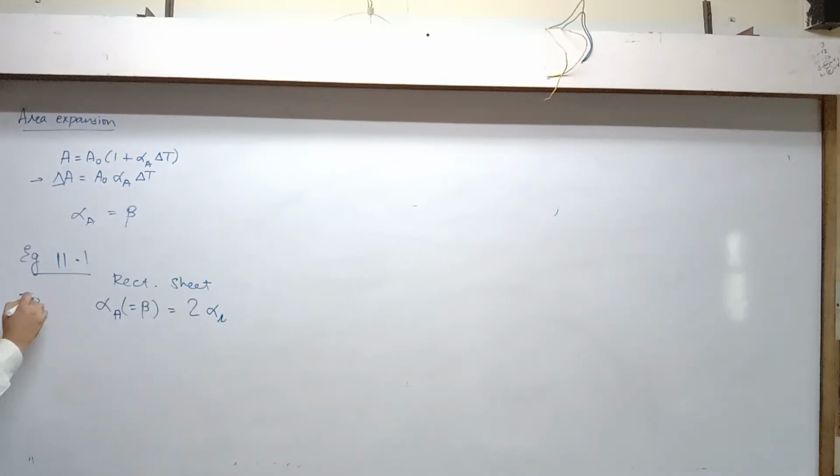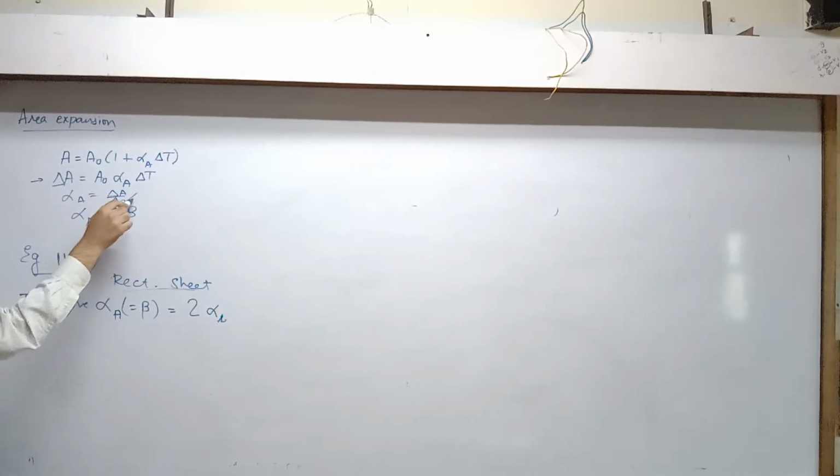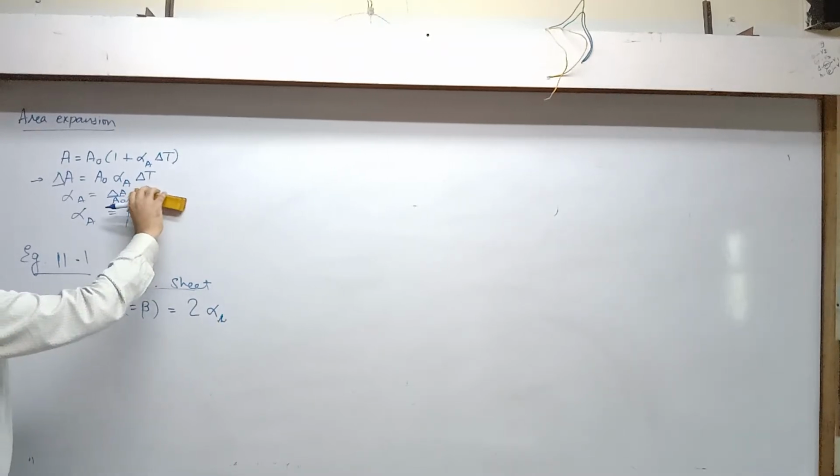Did you understand this? Is the question clear first of all? Yes or no? We have to prove that alpha for area is double that of alpha for length for a rectangular sheet. This is the definition formula of alpha_A. For example, if you rearrange this, as you will find in the book, alpha_A will be equal to delta A by A0, and then divided by delta T. Understood? Okay? They have just clarified what they are talking about.